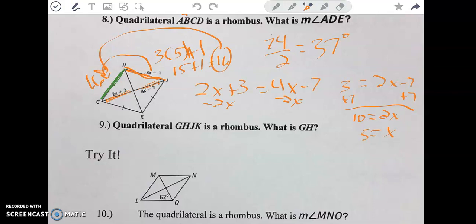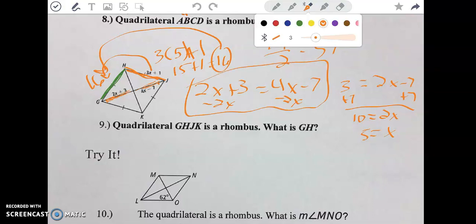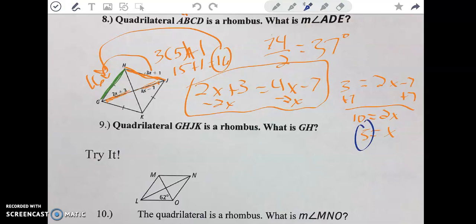I took the liberties to kind of do this for you. I set them equal to each other right here. So then I worked everything out, and I got x to equal 5. Once I got x to equal 5, I took that, plugged it in right there, and you'll see that I did it here. So 3 times 5 is 15 plus 1 is 16. Well, if this is 16, that makes the GH 16 as well.